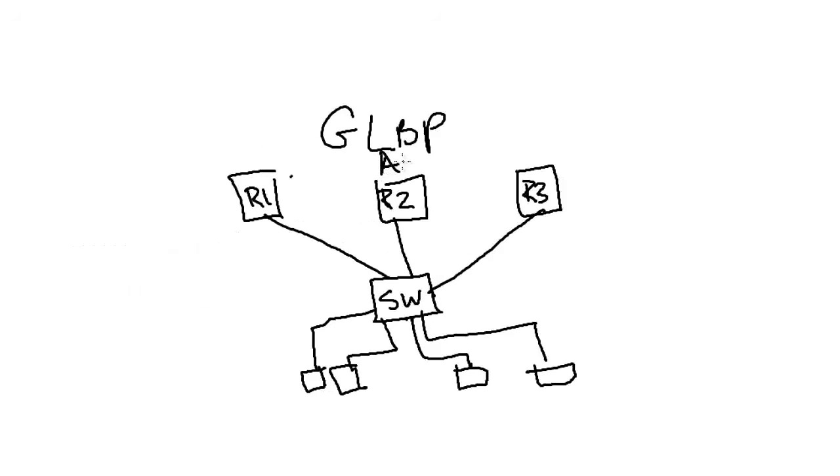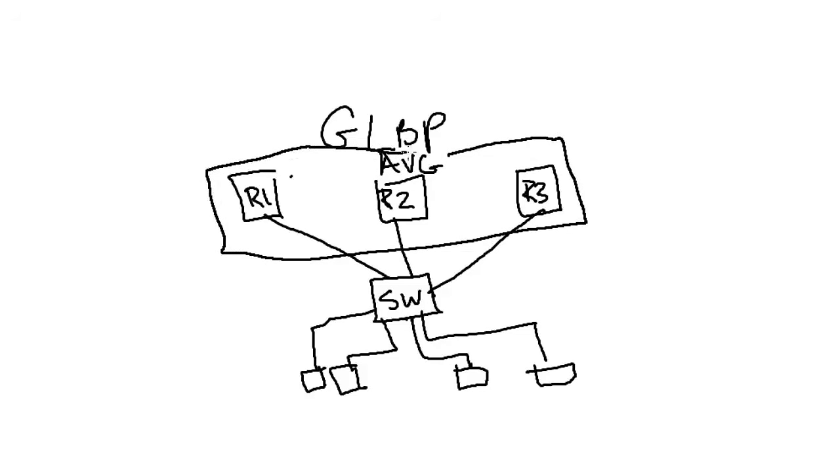GLBP provides a standby IP just as HSRP, but it also provides multiple virtual MAC addresses. So when a host on the connected network sends an ARP request, one of the routers answers with the virtual MAC address. Now this does allow for load balancing. You can load balance across multiple systems instead of just relying on one system to serve all the traffic.